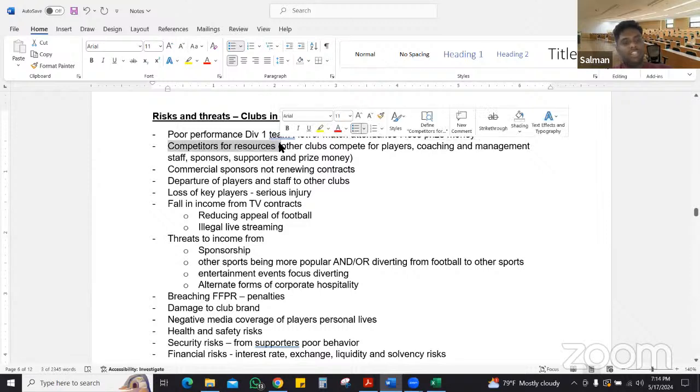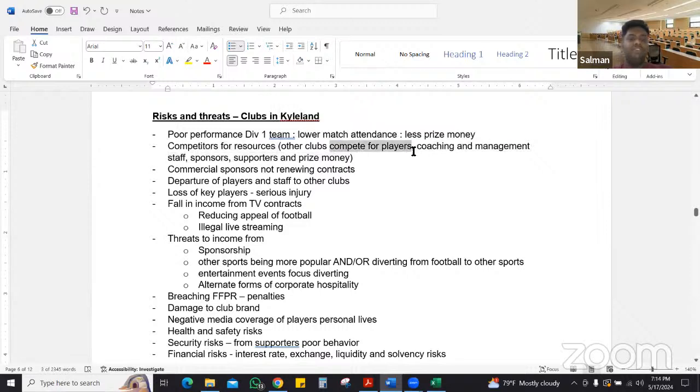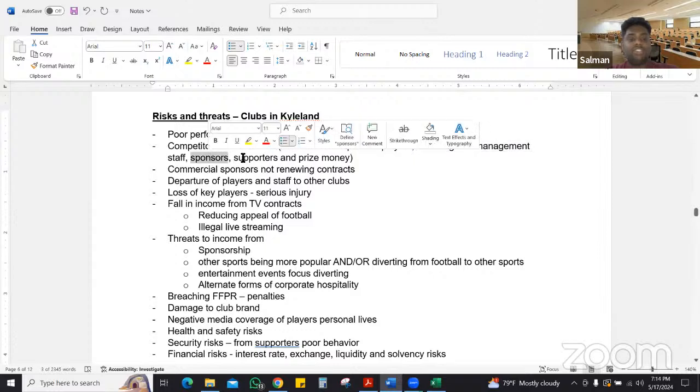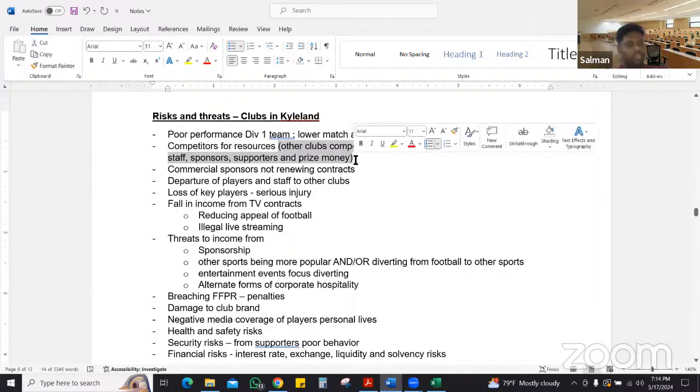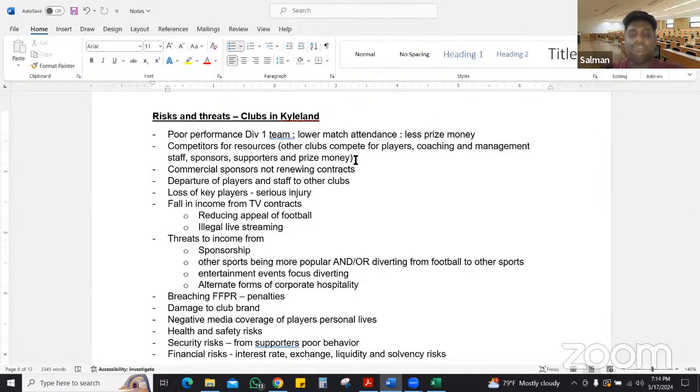Competition for resources. Other clubs also compete for players. So everyone wants the best player, and not everyone gets them. Only a handful of clubs are able to get their wanted players. The rest will not have those players. Other clubs compete for coaching and management staff, sponsors, supporters, prize money. So there is competition for all of these resources. Clubs always want to get the best player and the best coach. Every club wants, but this is a competition.